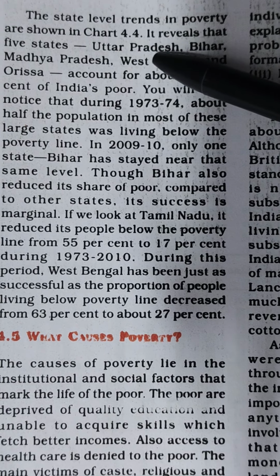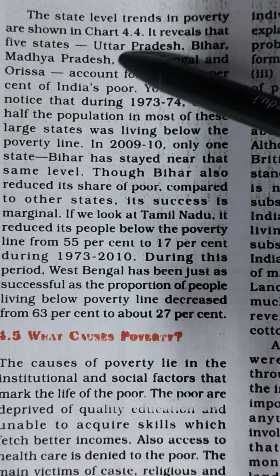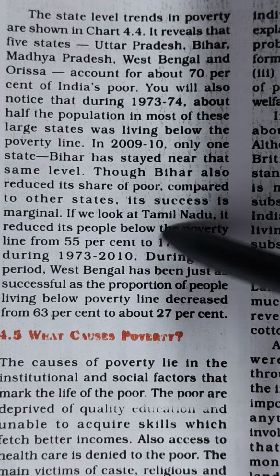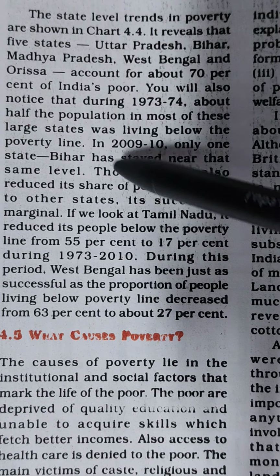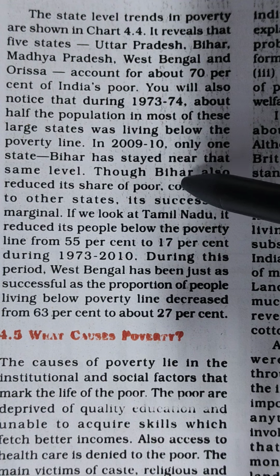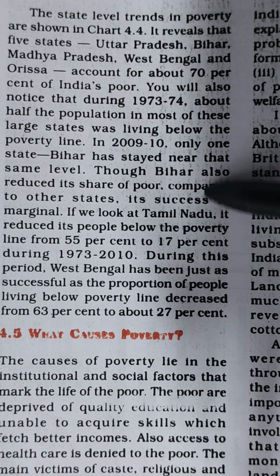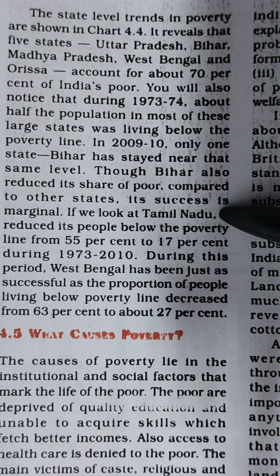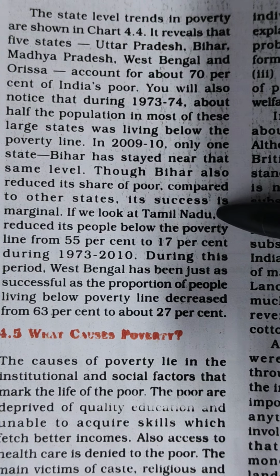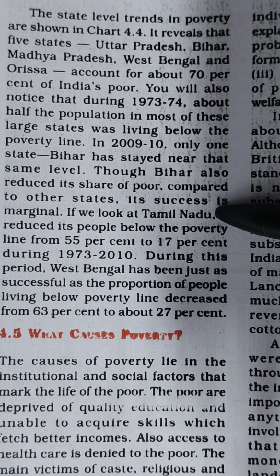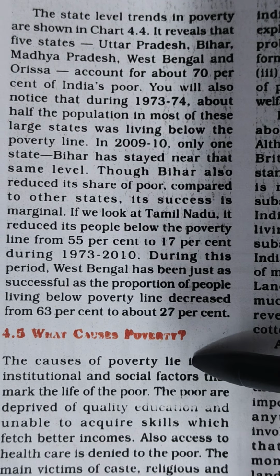So this is what we've done. We just went through the state level trends in poverty that we saw in the chart, and what it revealed was that in some states there has been a perceptible decline, but in some it has not. So the next reading that I'll do in the class is what causes poverty.